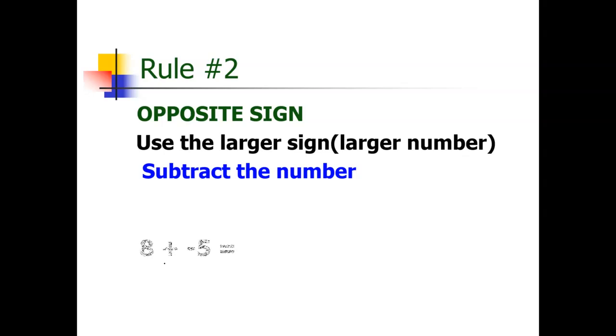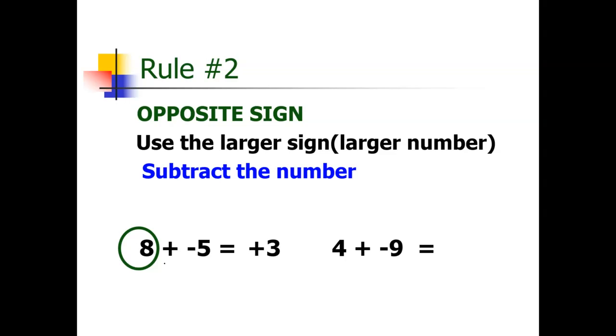Here's an example. 8 plus negative 5. First I'll find the difference between 8 and 5. If I subtract 5 from 8, I will get 3. With 8 and negative 5, in terms of absolute value, 8 is the bigger number, which is positive. Your sign will stay positive, so positive 3. So remember, your final answer will have the sign of the bigger number.